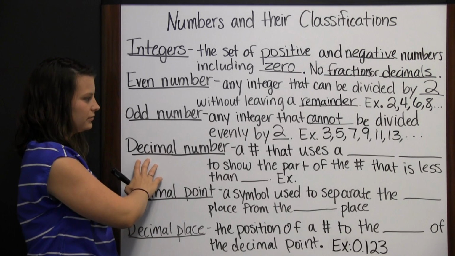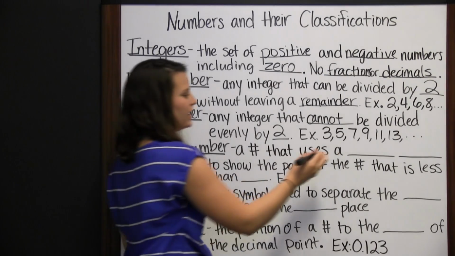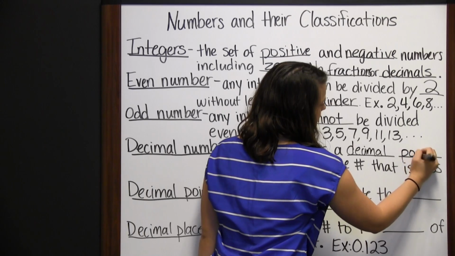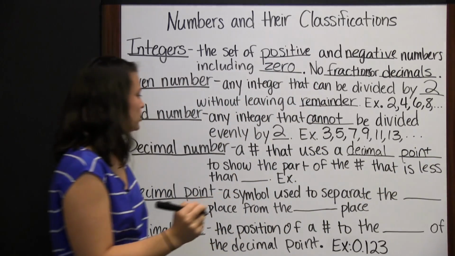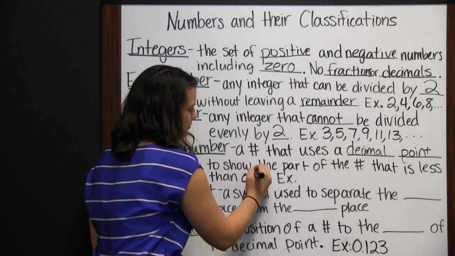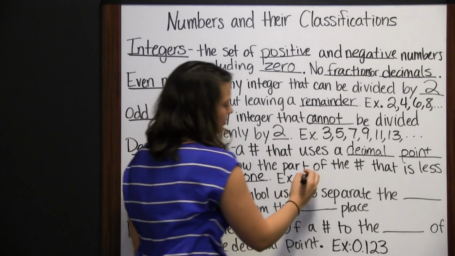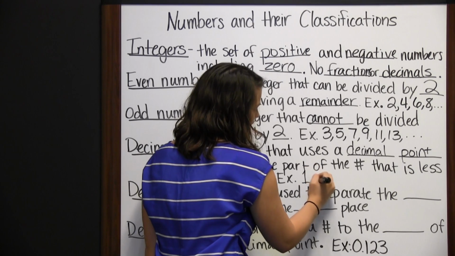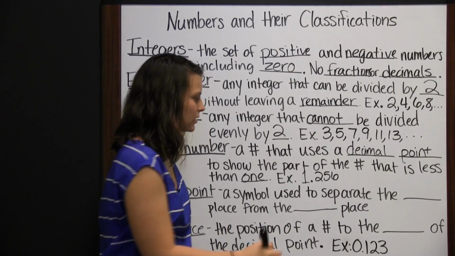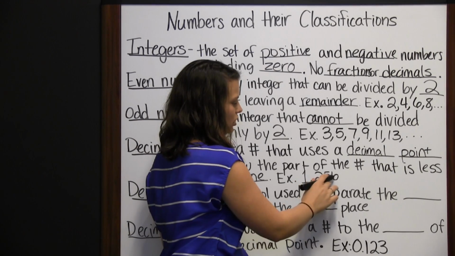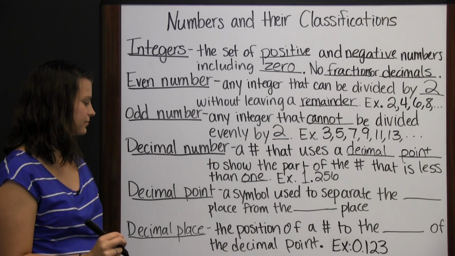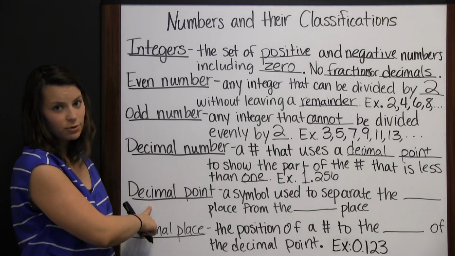A decimal number is a number that uses a decimal point to show the part of the number that is less than 1. For example, in the number 1 and 256 thousandths, we use this decimal point to show this part that is less than 1, rather than using a fraction.